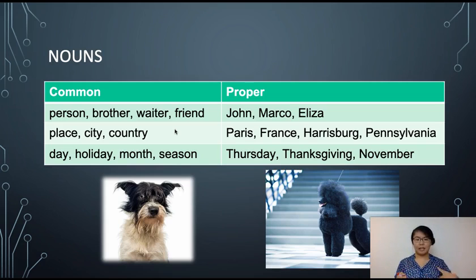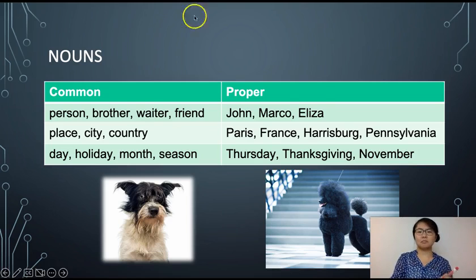And then same with days and holidays and months, the specific instances of the names of days, the names of holidays, the names of months are capitalized, and then seasons are actually not capitalized. So that's kind of a non-example in there for you. And then our visual aid is a common dog versus a proper dog.